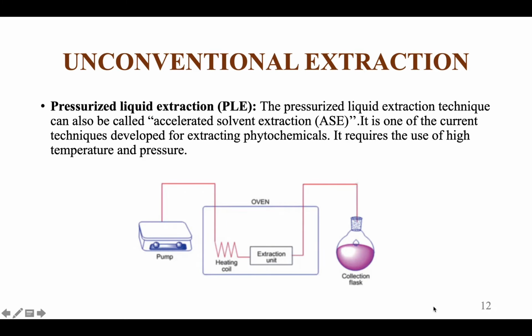The third is pressurized liquid extraction, which we also call accelerated solvent extraction. This is one of the current techniques developed for extracting phytochemicals, and it requires the use of high temperature and pressure. We have a diagram describing the pressurized liquid extraction: it goes to the pump, then to the oven, and lastly we have the collection glass to collect the final product, that is, the phenolic compound.